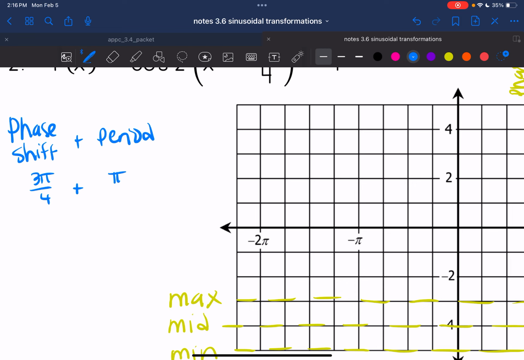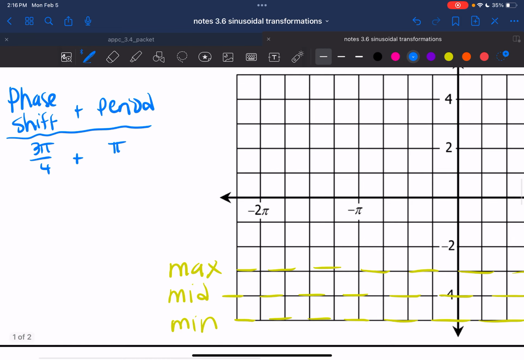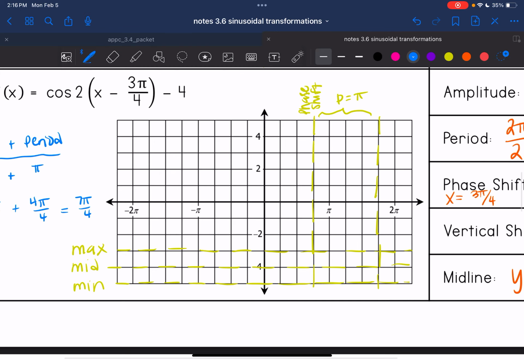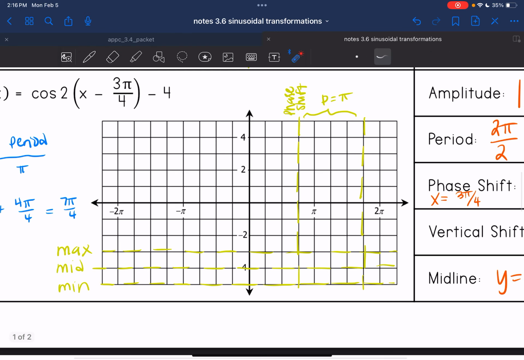The thing about adding fractions is it needs to have the same denominator. So instead of just pi, I'm going to call that 4 pi over 4. And then I could just add across. 3 plus 4 is 7 pi over 4. Okay, so when you go and you count, 1, 2, 3, 4, 5, 6, 7. See how it's landing there?